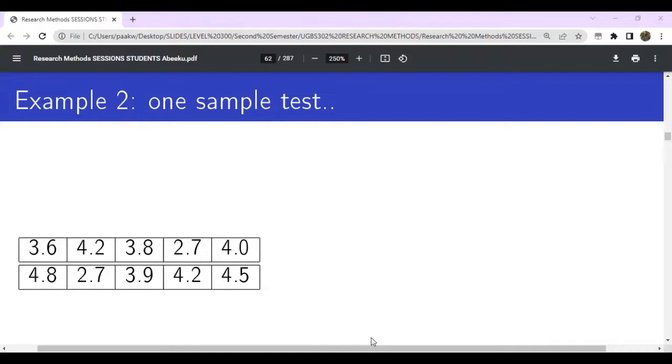It shouldn't be 3.81. Okay, it's 3.84 rather. Yes, 3.84. Good. So here we get 38.4, then divide by 10, you get 3.84. So that one is your x bar, that is the sample mean.